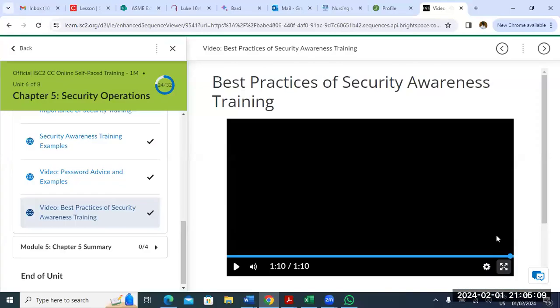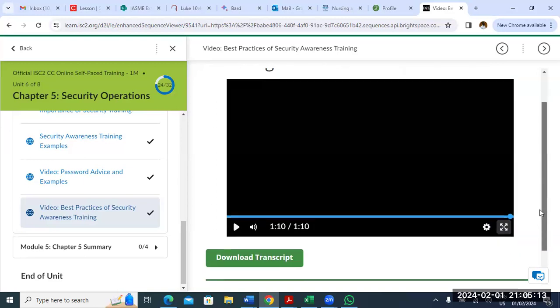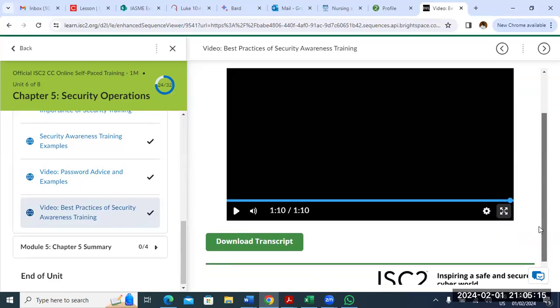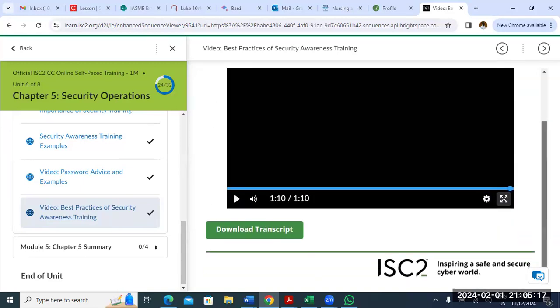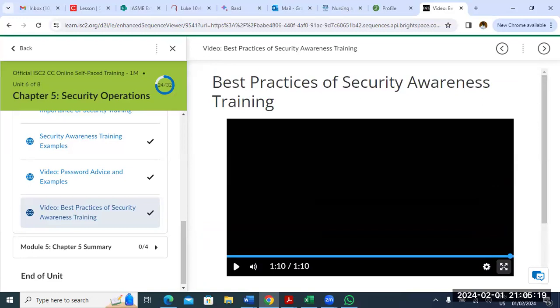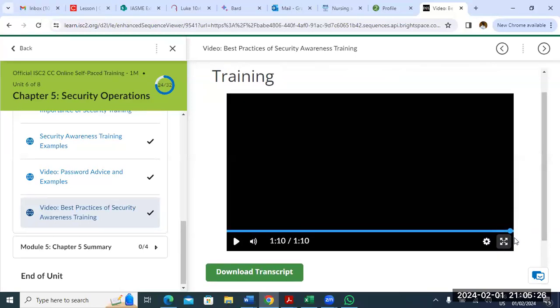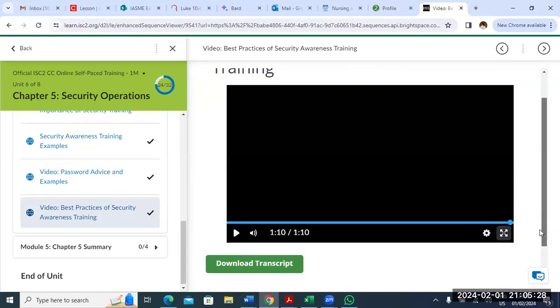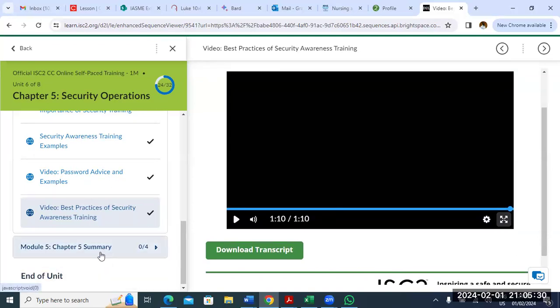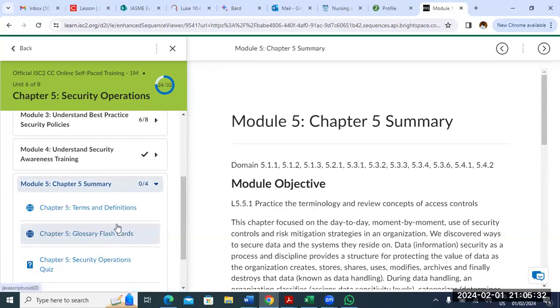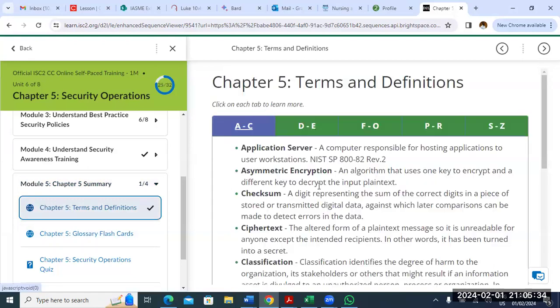So awareness training is good for everyone, and training is always ongoing. In an environment where people are being trained all the time, you see them doing their job with joy. Even when you are in doubt, you go to somebody who quickly puts you through, and you are better off. So that is that. And then towards the end, terms and definitions.